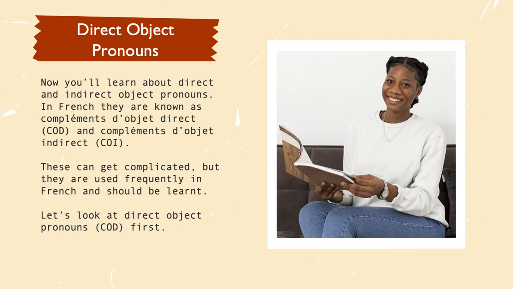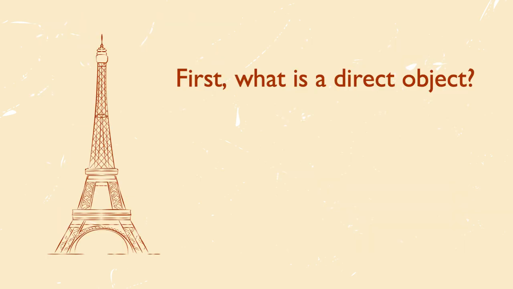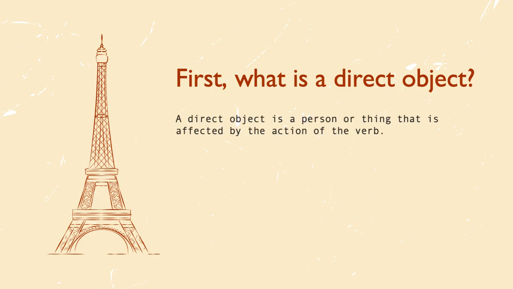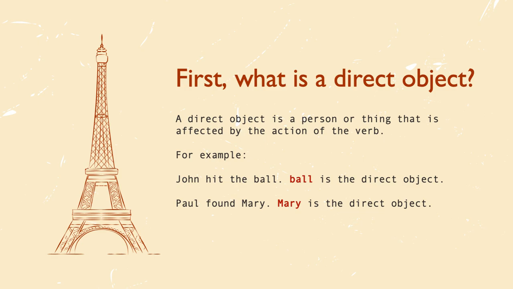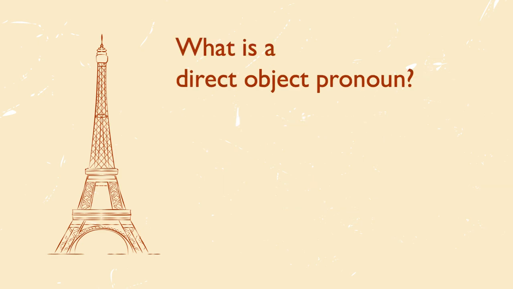Direct object pronouns. So now you'll learn about direct and indirect object pronouns. In French, they are known as complément d'objet direct, COD, and complément d'objet indirect, COI. These can get complicated, but they're used frequently in French and should be learned. So let's look at direct object pronouns first, COD. First, what is a direct object? A direct object is a person or thing that is affected by the action of the verb. For example, John hit the ball. Ball is the direct object. Paul found Mary. Mary is a direct object.